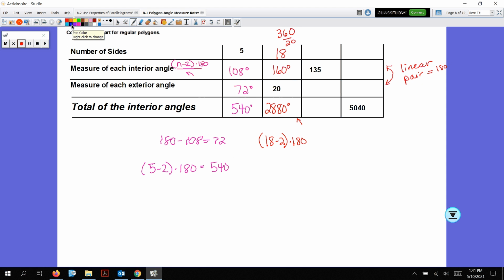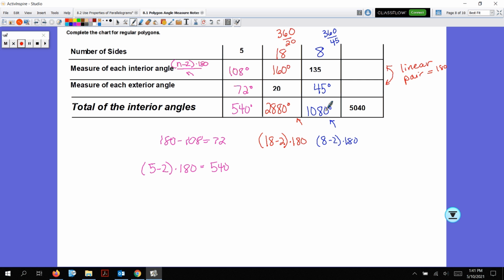Okay, remember, interior and exterior are supplementary. 180 minus 135 gives us 45 degrees here, okay? To find the number of sides, you simply take 360 divided by your exterior angle, and that will give us 8 sides here. And for that one, go 8 minus 2 times 180. 6 times 180 gives us 1080.